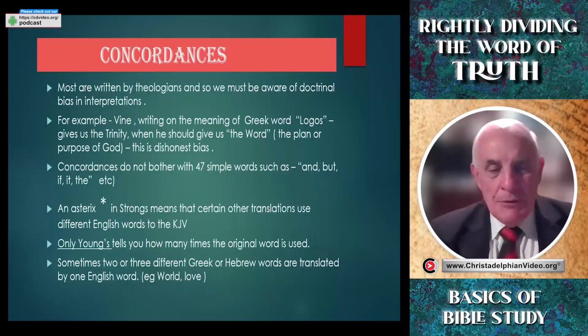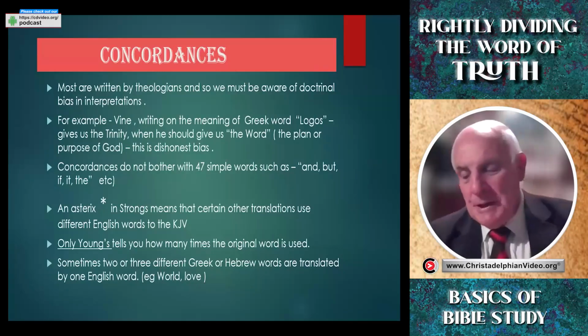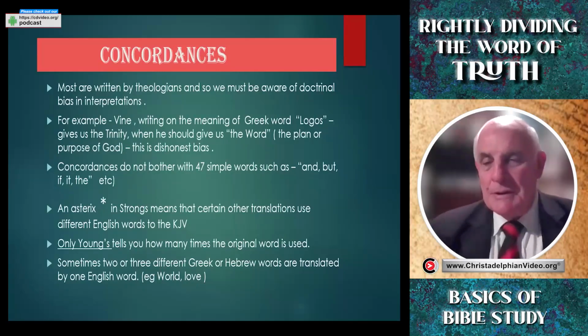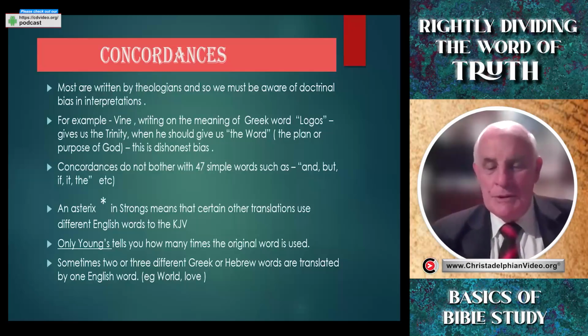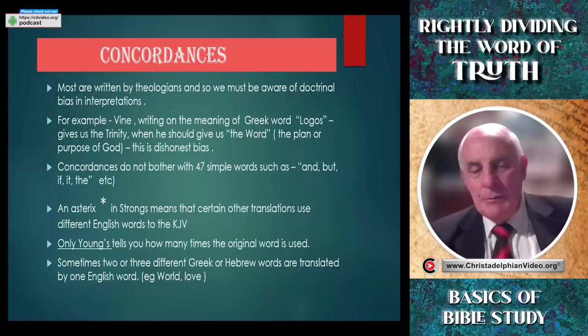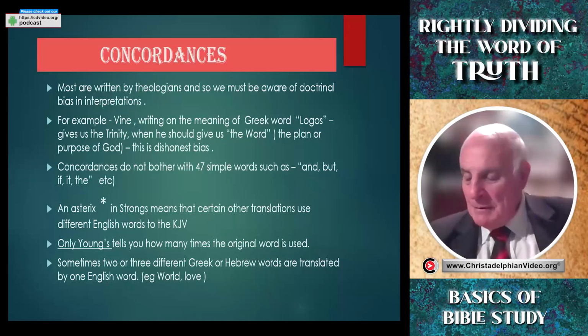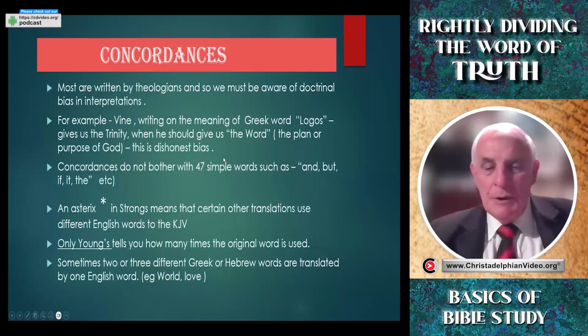Sometimes 2 or 3 different Greek or Hebrew words are translated by one English word. A classic example in the New Testament is the word world, that is translated world from 3 different Greek words. And part of your homework later on will be to unravel those. Likewise, the word love in the New Testament comes from 2, maybe 3 different words. And so we need to understand that just because it's in our Bible translated as world, it may have a totally different application when you get beyond the original meaning. So again, just some little things about concordances worth noting.